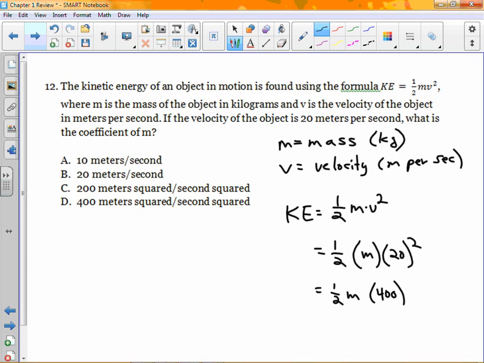So now you've got half of m, and you've got 400. Which of those numbers can you do anything with? Can you take half of m? No, you don't know what m is. Can you take half of 400? Yes. Where'd I get 400 from? What's half of 400? 200. Meters squared per second squared.